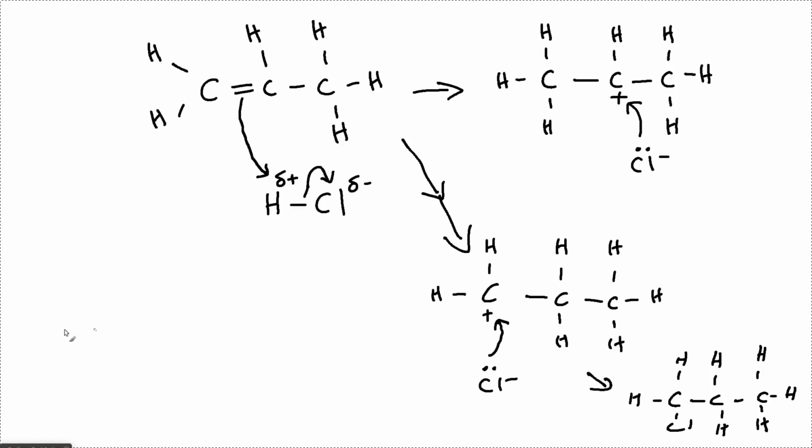We can write an equation for the reaction, so we've got 3 carbons, C3H6, reacting with HCl, and that's giving us C3H7Cl. Again, it's an addition reaction.